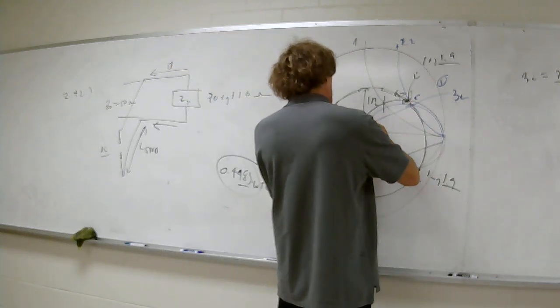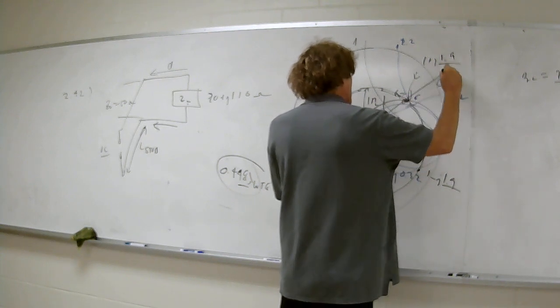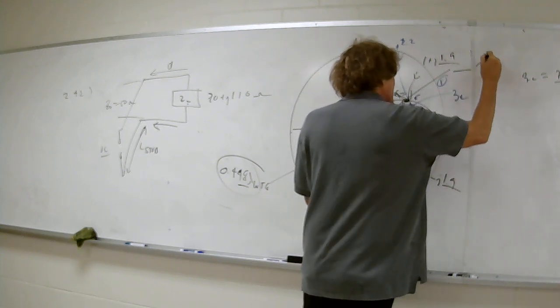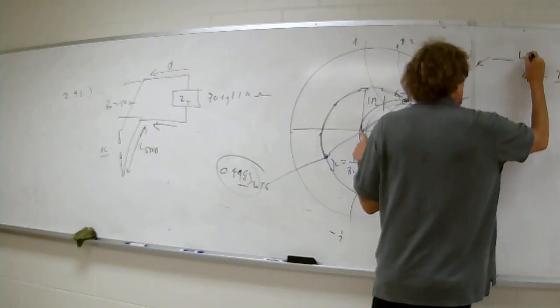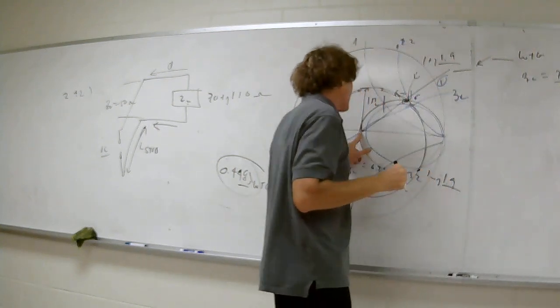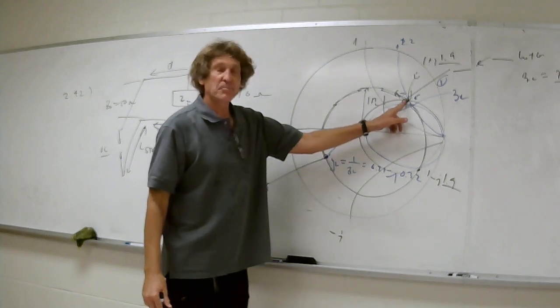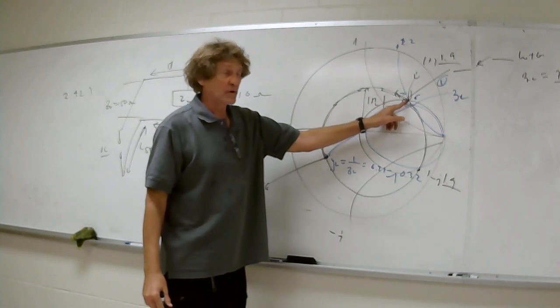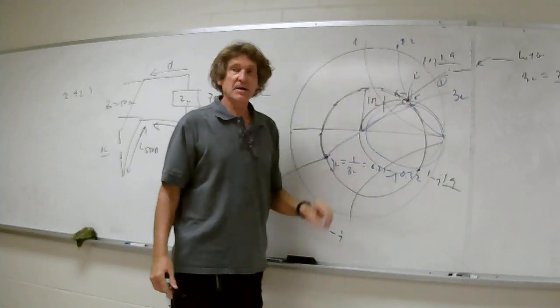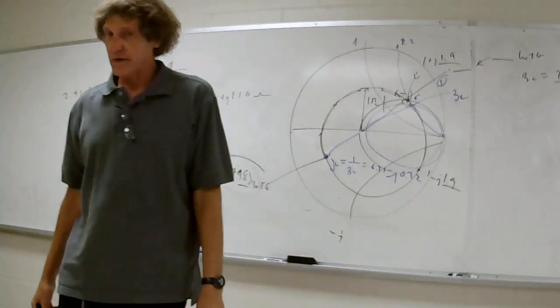So if you shoot a line right through here, you're going to see something that's going to be in wavelengths towards generator. That's a mile marker. And the way you always do it, go from the center of the Smith chart right through the point that intersects the one circle, 1 plus J, and then read it out here on WTG, wavelengths towards generator.